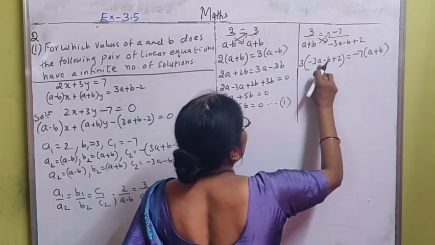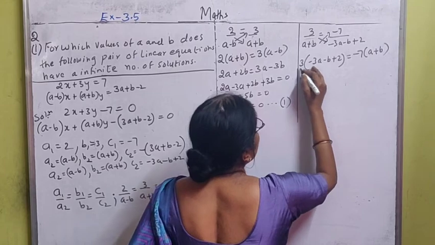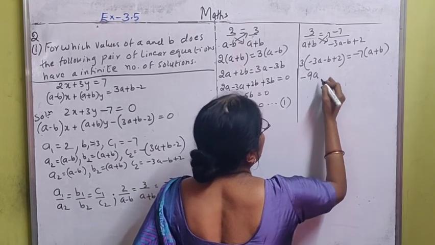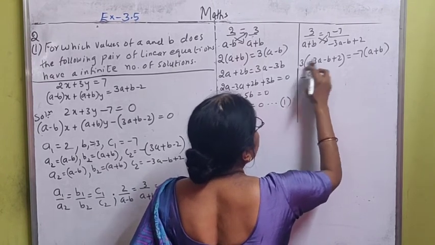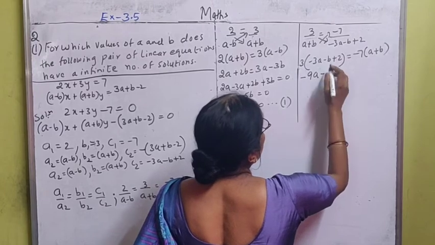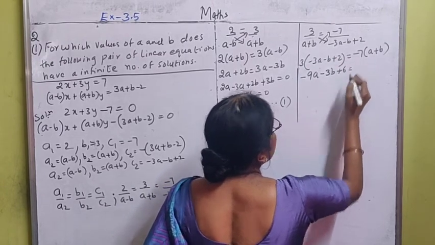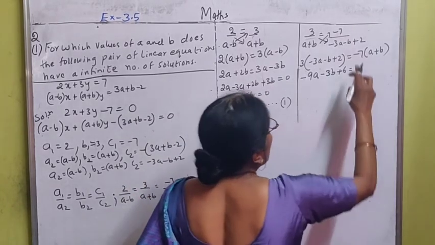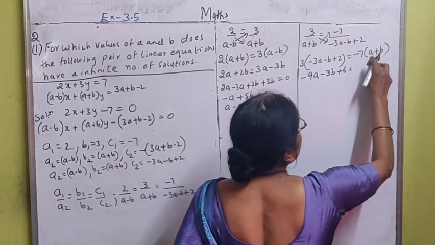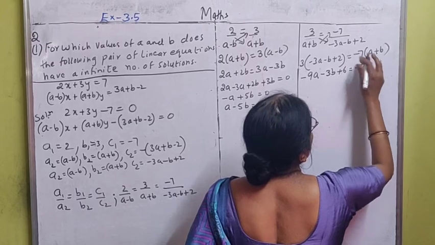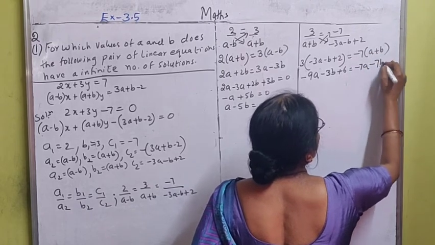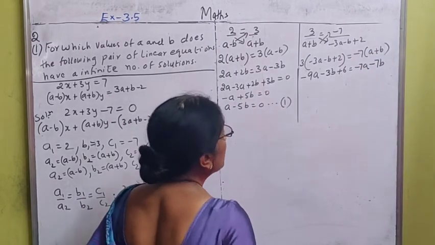3 into minus 3a: plus into minus is minus, 3 into 3a is minus 9a. Plus into minus is minus, 3 into b is 3b. Plus into plus is plus, 3 2s are 6. Now here, minus 7a minus 7b. Now what shall we do?